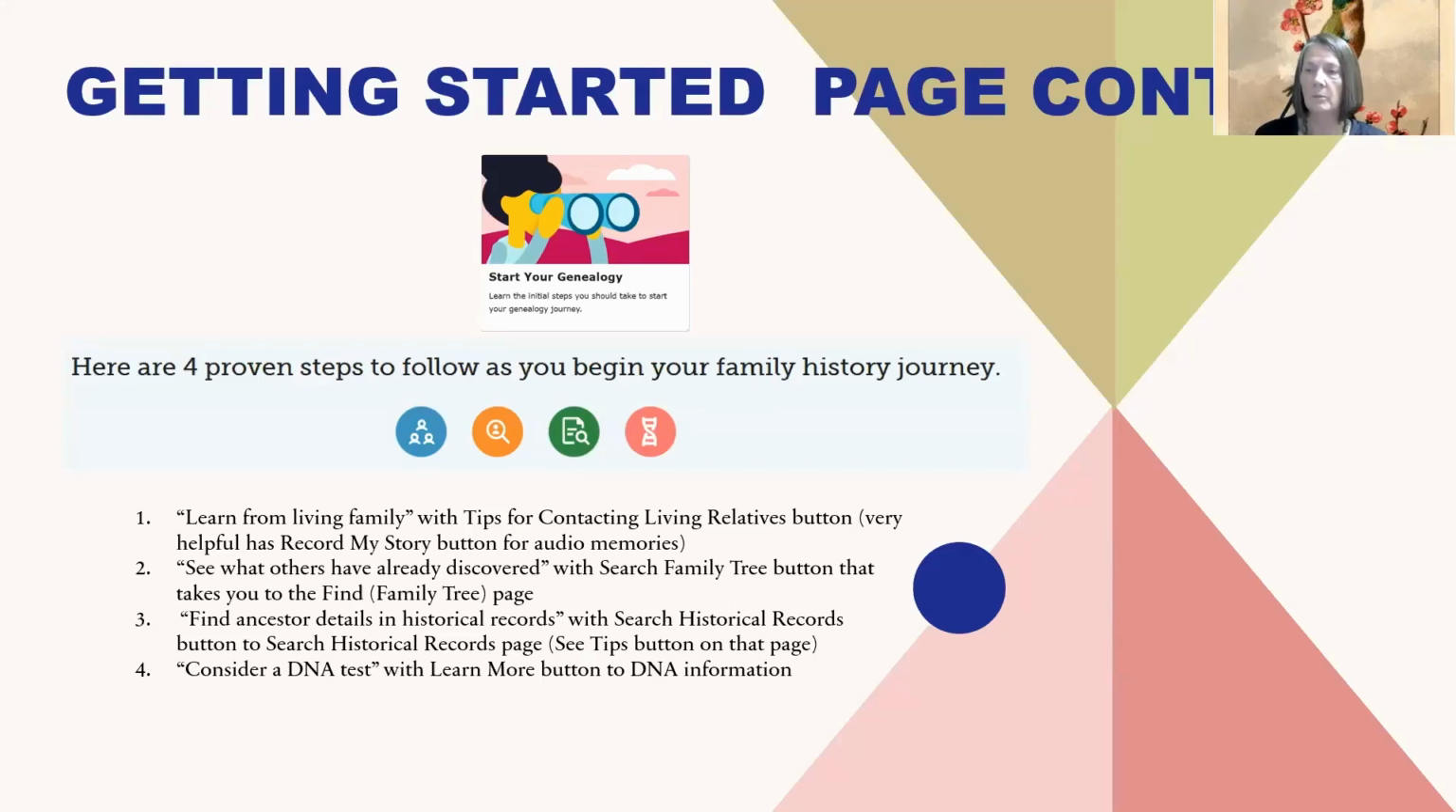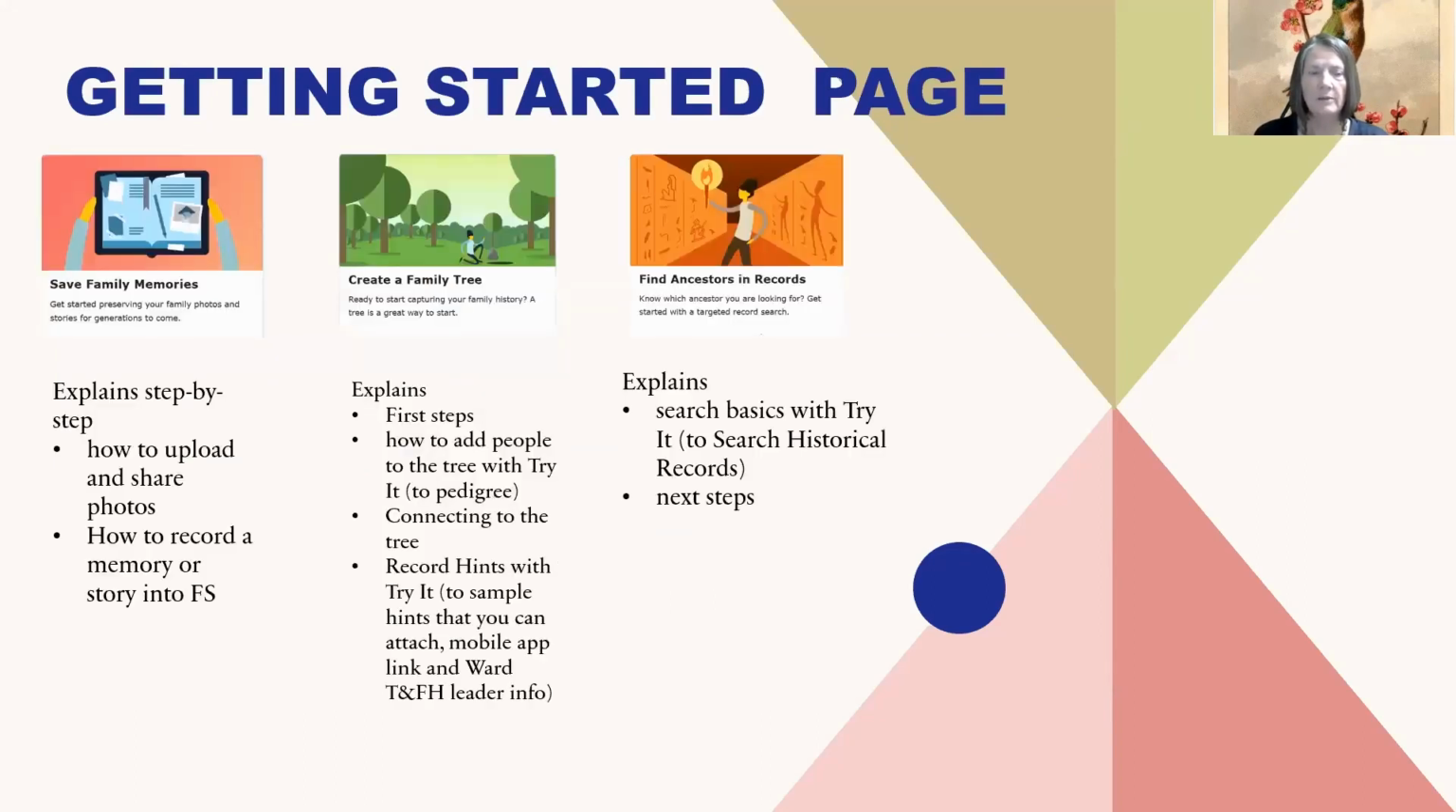It takes you to a page with some information about how to do DNA tests. Then you have Save Family Memories, which just explains how to upload and share photos. And so if you've forgotten about how to do that, you can find it here on the Getting Started. It also tells how to record a memory or a story in FamilySearch.